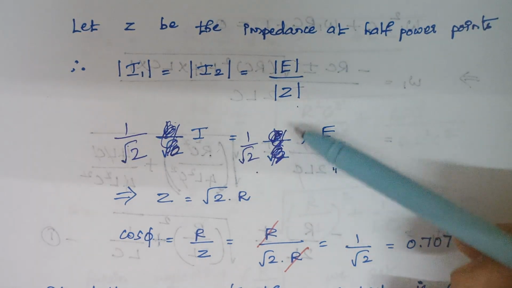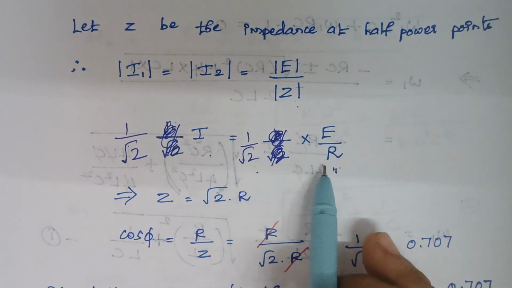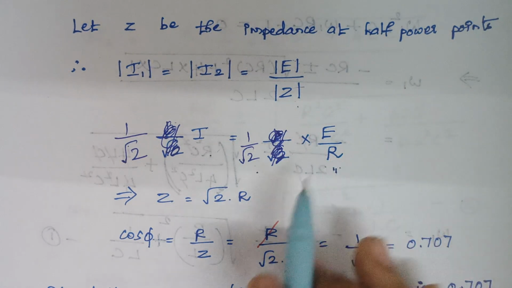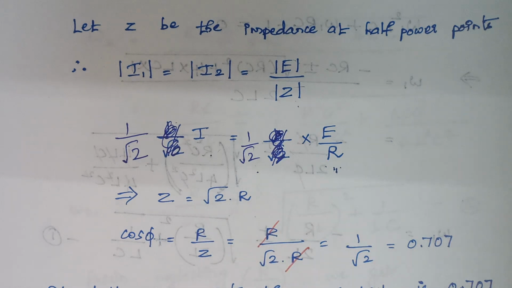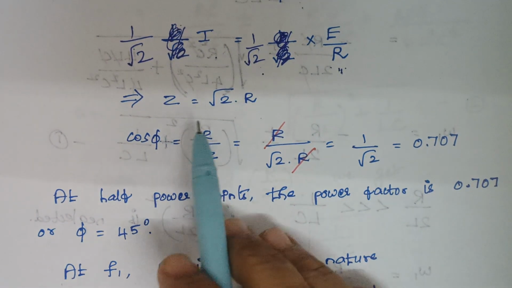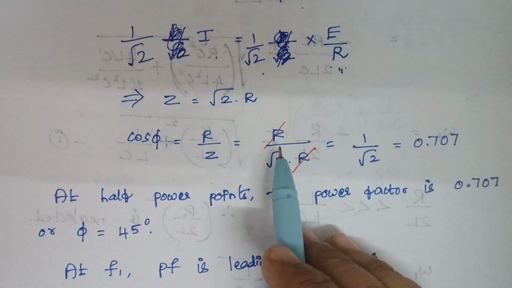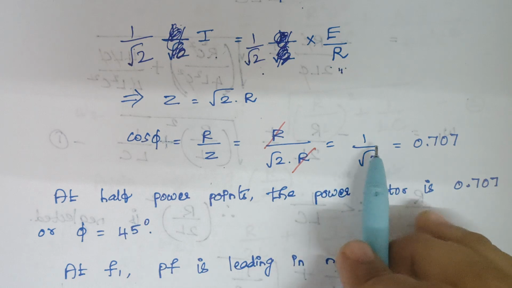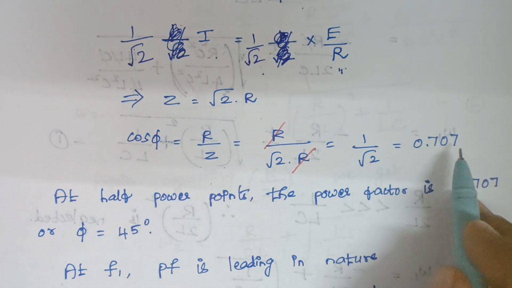So when you compare these two equations, in the place of Z we have root 2 times R, right? That is the reason why I wrote Z is equal to root 2 times R. Then the next thing is cos phi. Cos phi is given as R by Z. Here the value of Z is root 2 times R. Just substitute the value here, and finally the power factor is calculated as 0.707.